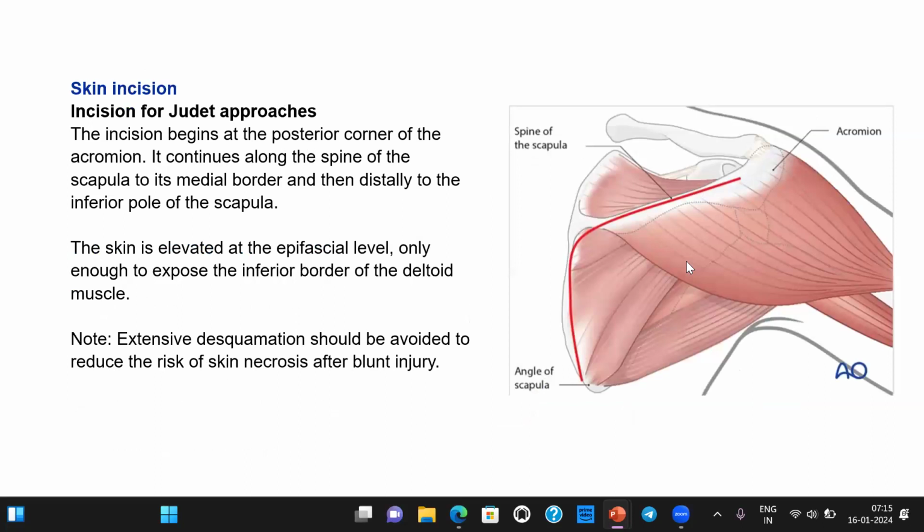Skin incision. For Judet's approach, we begin at the posterior corner of the acromion, continue along the spine of the scapula to its medial border, and then distally to the inferior pole of the scapula. Then we have to dissect layer by layer. The skin is elevated at the epifascial level to expose the inferior border of the deltoid muscle. We have to take note that extensive undermining is to be avoided to reduce the risk of skin necrosis.